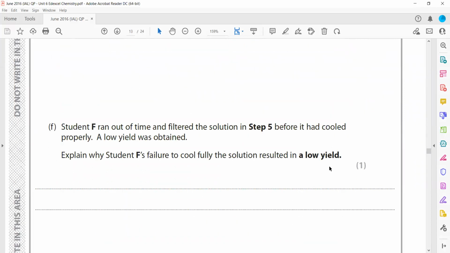Student F ran out of time and filtered the solution in step 5 before it has cooled. A low yield is obtained. Why does student F's failure to cool the solution result in a low yield? Because if we don't cool the solution, most of the substance will remain dissolved. Most of the solute will remain dissolved. That's why he will get a small amount of crystals.